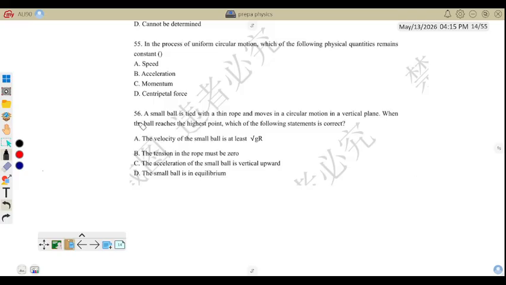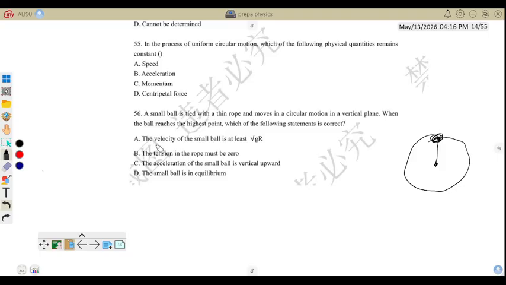We have question 56. A small ball is tied with a thin rope and moves in a circular motion in a vertical plane. When the ball reaches the highest point, which of the following statements is correct? A: The velocity of the small ball is at least square root of gr. B: The tension in the rope must be zero. C: The acceleration of the small ball is vertical upward. D: The small ball is in equilibrium.